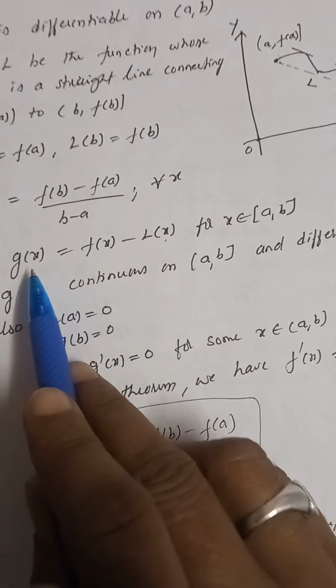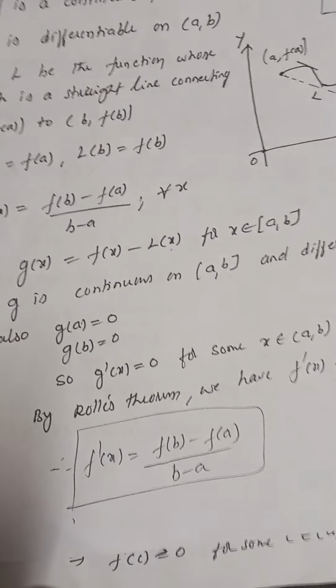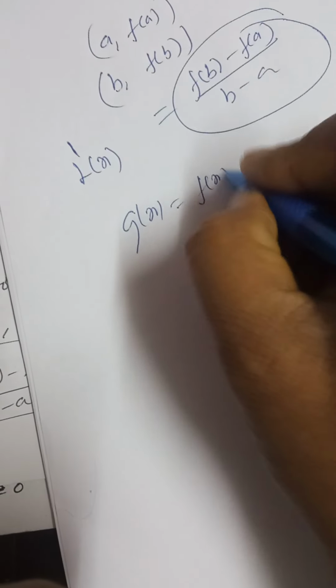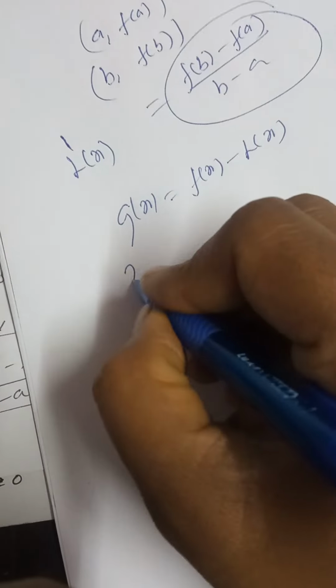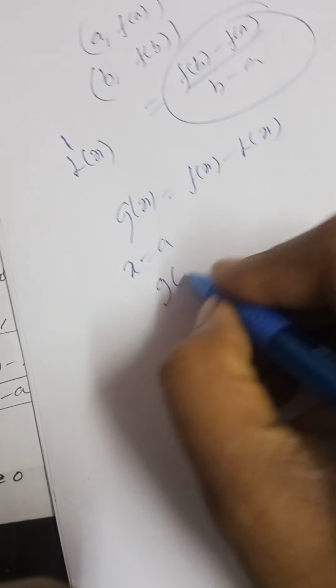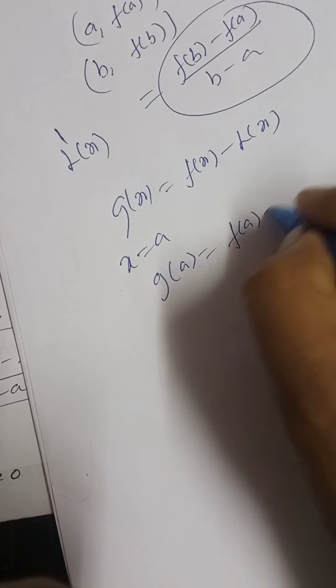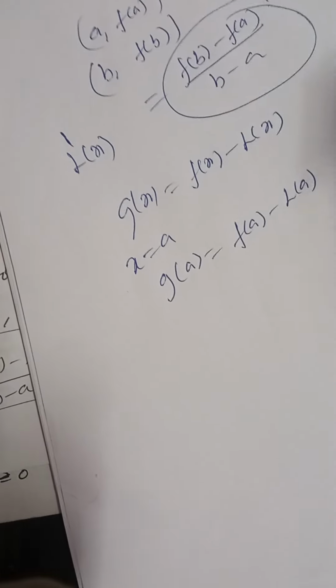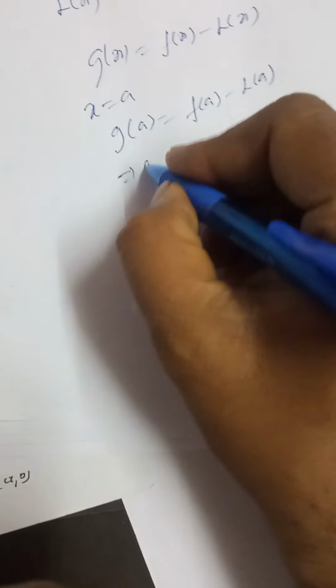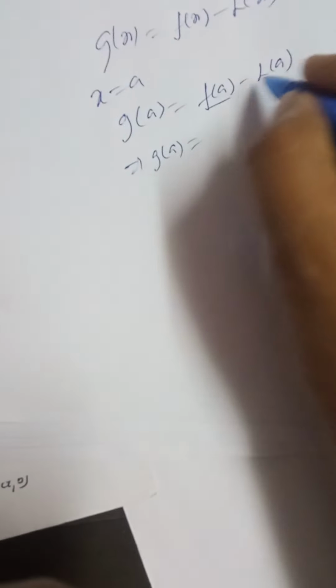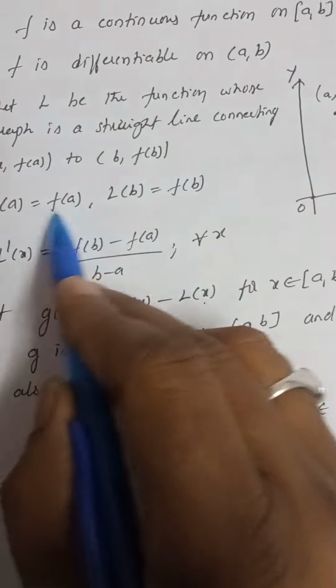And find g of a. f of a, g of x is equal to f of a, no? Now g of x is equal to f of x minus L of x. Now if we substitute x is equal to a here, g of a is equal to f of a minus L of a, right? Now L of a is nothing but f of a, therefore this becomes 0.